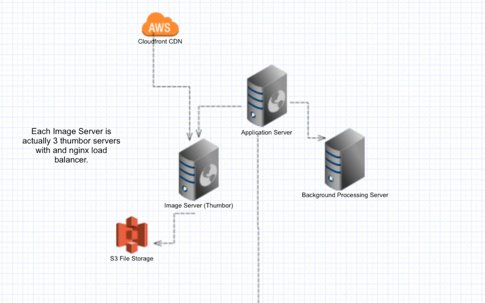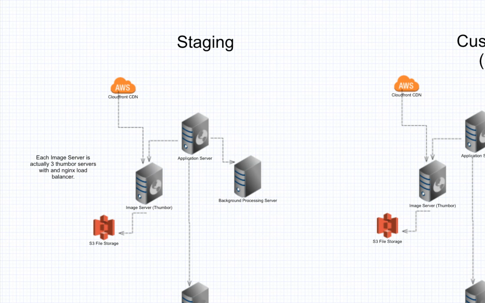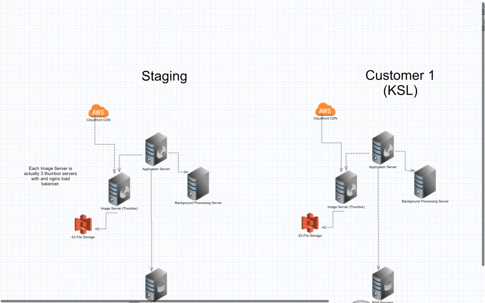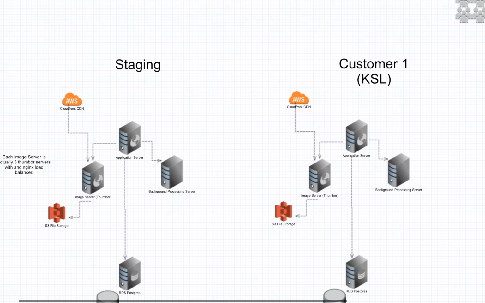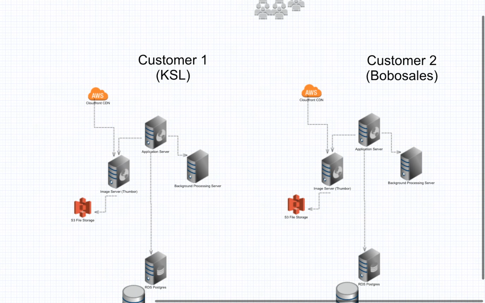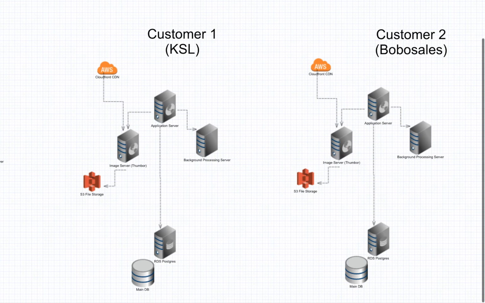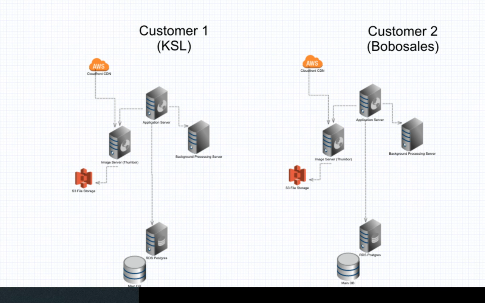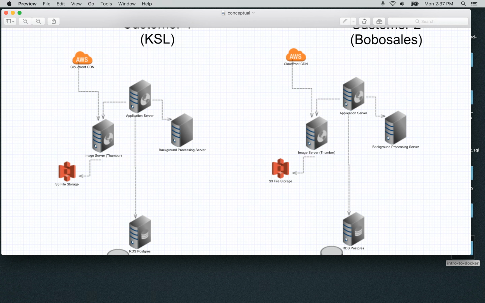So that's the basic setup, but we don't need just one. We need one for our staging and testing environments and such as needed. And then we have 2 customers. One we're going to call KSL and another Bobo Sales. So that is the conceptual diagram.